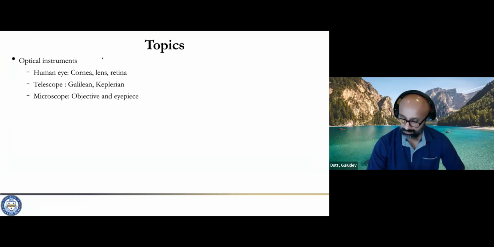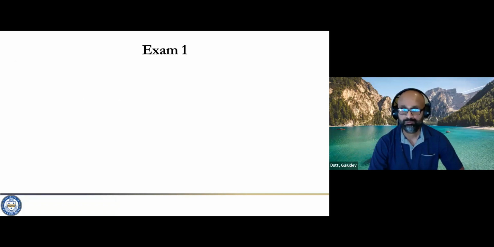Okay. In today's lecture, I'm going to talk about a few optical instruments, the human eye. We already covered some of it in that supplementary lecture, 11A, about the cornea, the lens, and the retina. And today we'll talk about some more instruments that we might use to help the human eye, the magnifying glass being one of them. And then the other ones are the telescope and the microscope. So before I do that, let me talk about exam one.